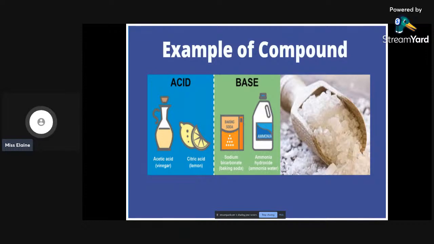Okay. So, once again, these are examples of compounds. When we say acidic, we have vinegar or lemon. When it comes to bases, we have sodium bicarbonate, or what we call baking soda, and ammonia water, or ammonium hydroxide. And last but not least is salt. It has something to do with salt.